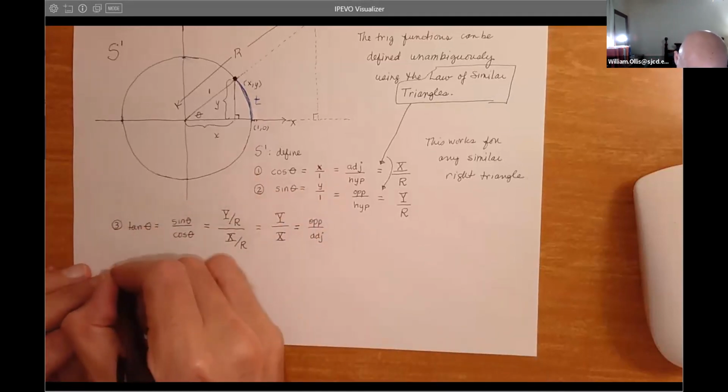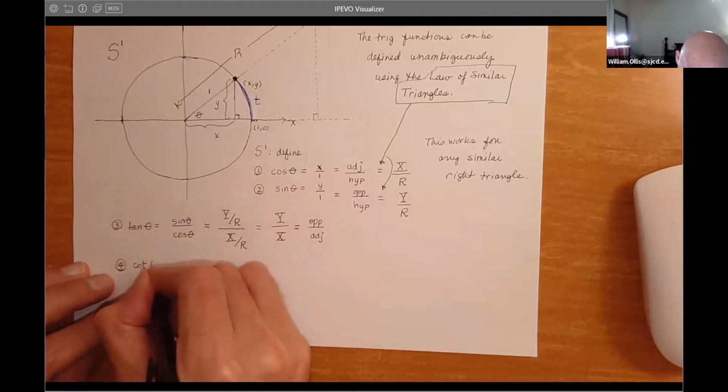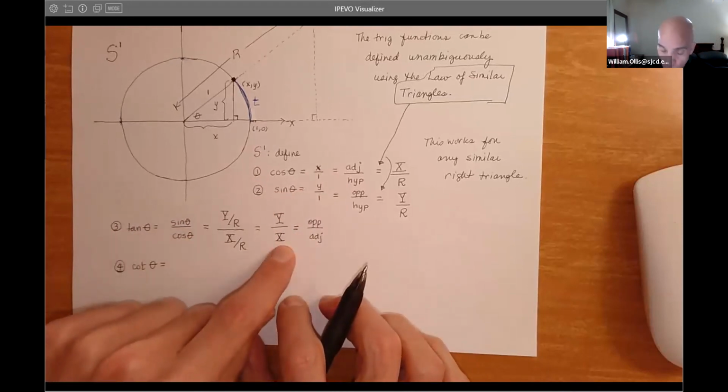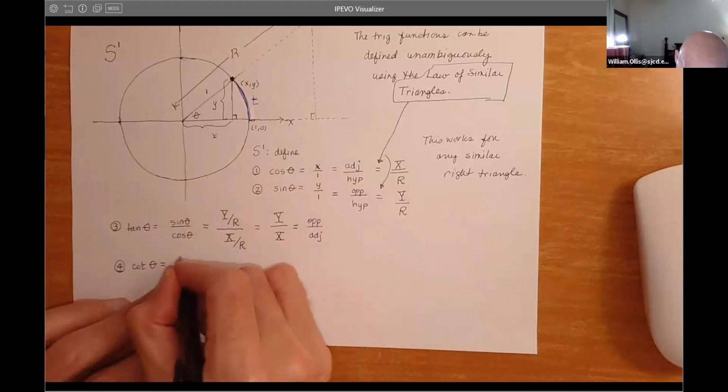And now we can be lazy. We don't have to work hard for cotangent. Cotangent is just the reciprocal of tangent. So now we can just flip this around without having to go through all of this. So this, by analogy, will be x over y.